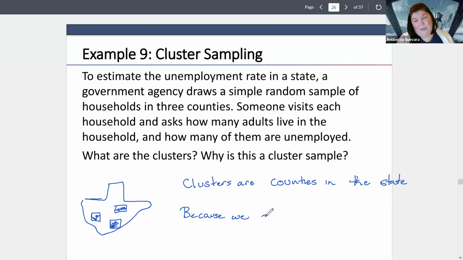Because we sample whole counties. We're not taking a random sample from each county, we're sampling whole counties. We might not sample every county, but we are taking whole counties and looking at them.